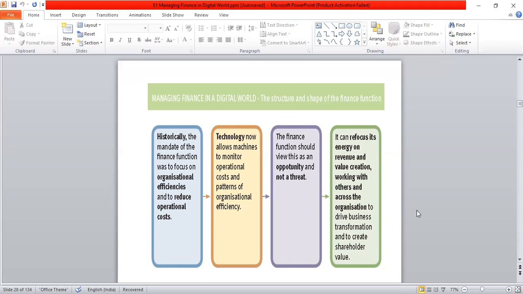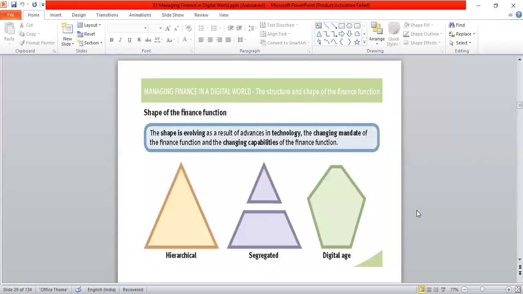Then we've understood that this change is replacing human beings. When the work is carried on by the machines and human beings are now left with no work, it should be looked into how well these human resources can be placed in some other position wherein they can think about expansion or expanding their work. So it should be looked at as an opportunity but not a threat, is a suggestion. Then it can refocus its energy on revenue and value creation, working with others and across the organization to drive business transformation and to create shareholder value.